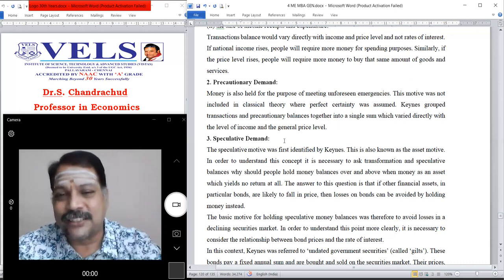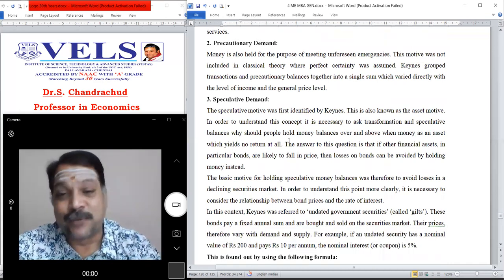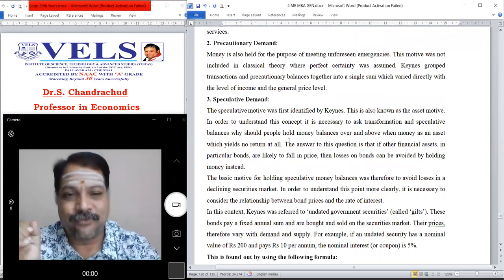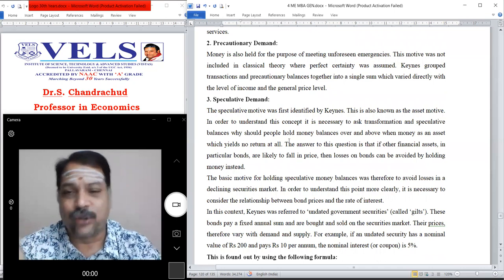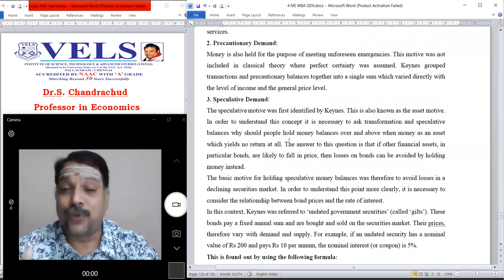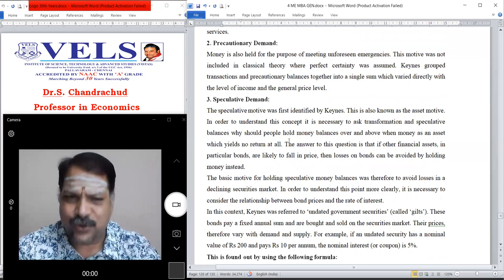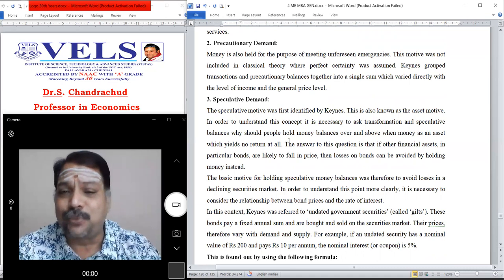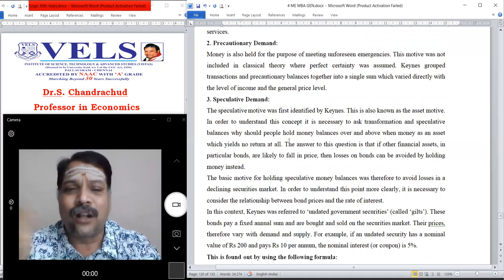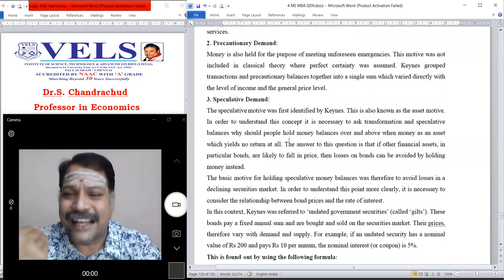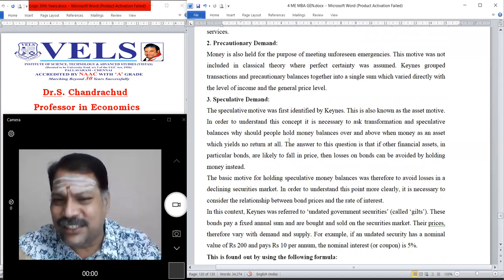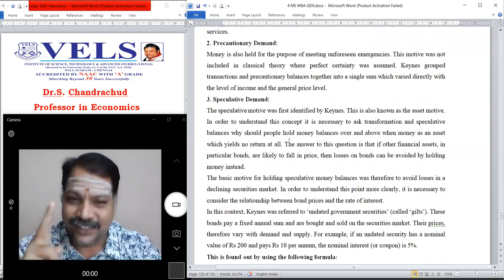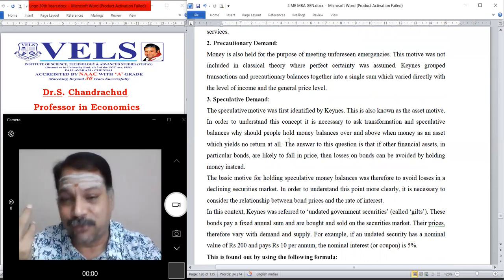The third motive is speculative demand. The speculative motive was first identified by John Maynard Keynes. This is also known as the asset motive. In order to understand this concept, it is necessary to understand the transaction and speculative balance. Why should people hold money over and above, when money is an asset which yields no return at all, but still they keep it? Why? Because of the other two reasons, the precautionary motive and the speculative motive.